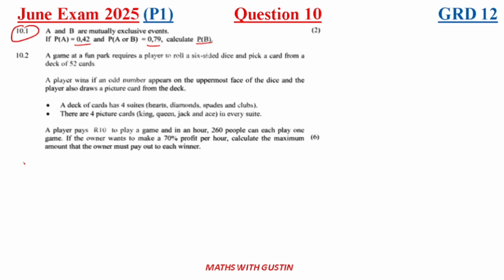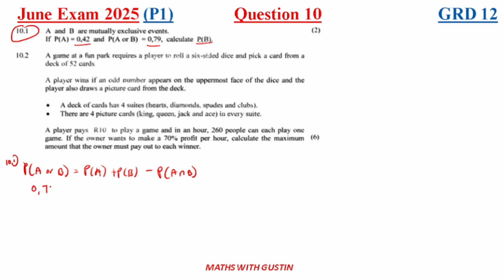So we are just going to come here and say, by definition, the probability of A or B should be equal to the probability of A plus the probability of B minus the probability of A and B, right? So we already know this one is 0.79. You can just substitute, guys. Straightforward.